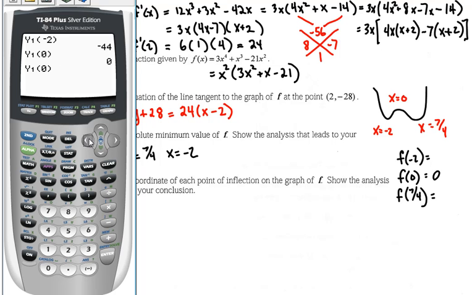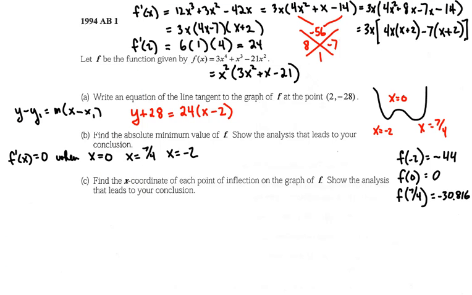I'm going to go over and put in 7/4 now. 7 divided by 4, close paren, enter, and that gives me a -30.81, etc., etc. So I'm going to take a minute and write this information down.